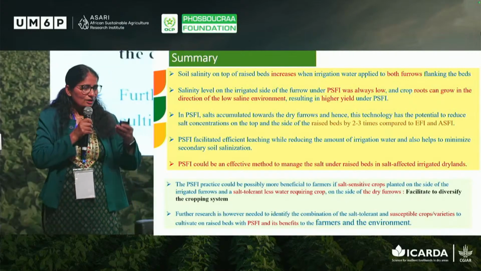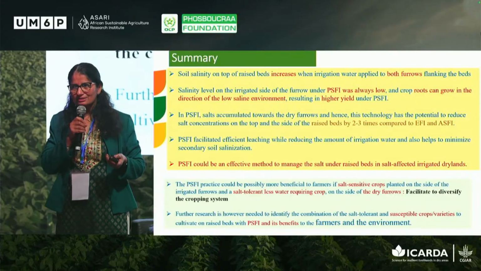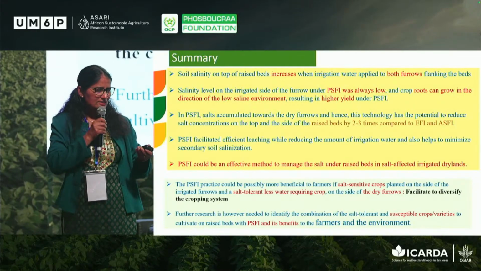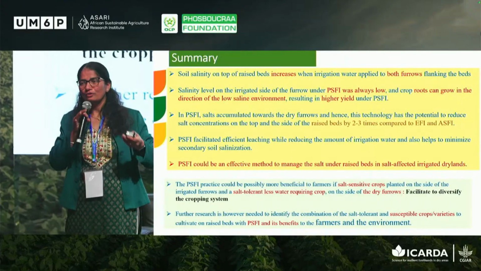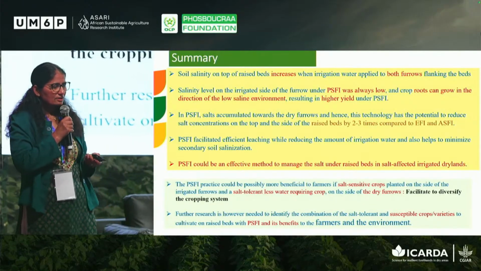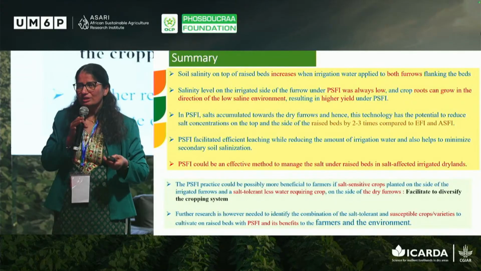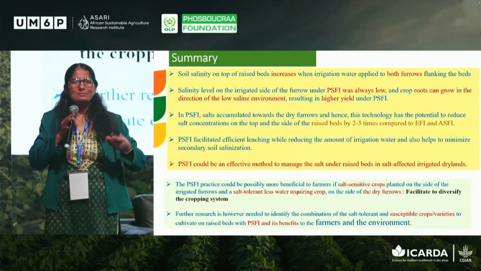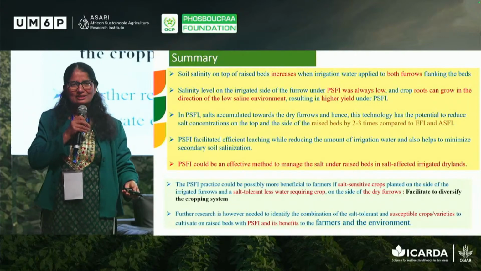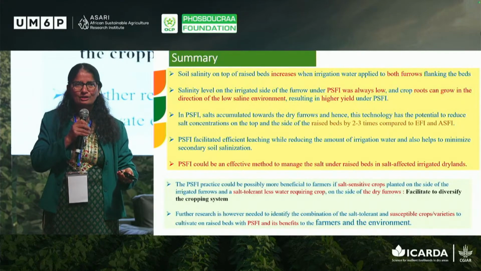So my main conclusion is, yes, on salt-affected irrigated drylands, salinity on top of raised beds will increase when irrigation is applied in both furrows. And the salinity level on the irrigated side of the furrow was always low, so that we can plant crops which are salt affected; even it is an option for diversifying the crop. So a lot of opportunity has been given, and a lot of questions have opened with this innovation.